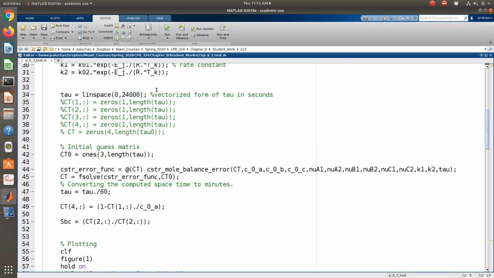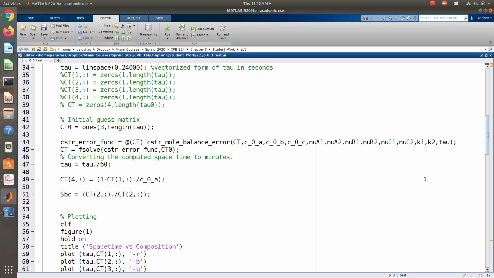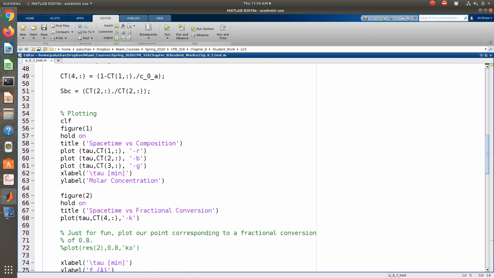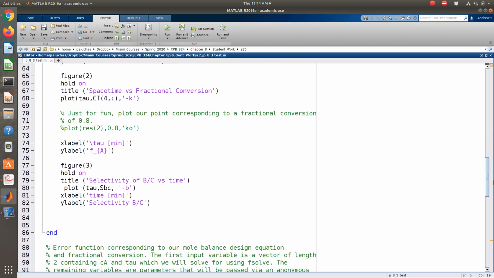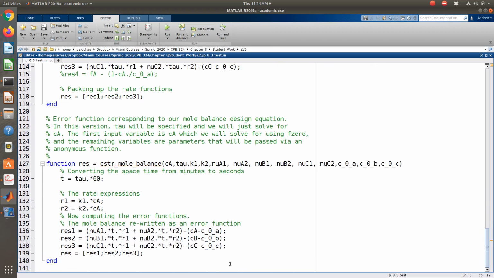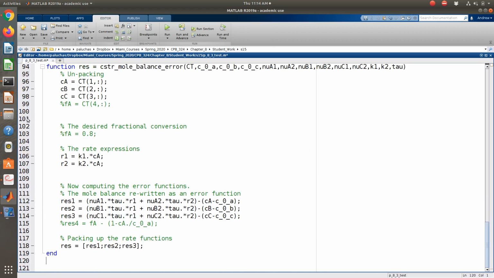You didn't need to pre-size CT. Instead you could just store your results as CT, and then it gets its size there. It looks like you had an extra error function here, so this isn't necessary, so just go ahead and delete it. And yeah, so it works.